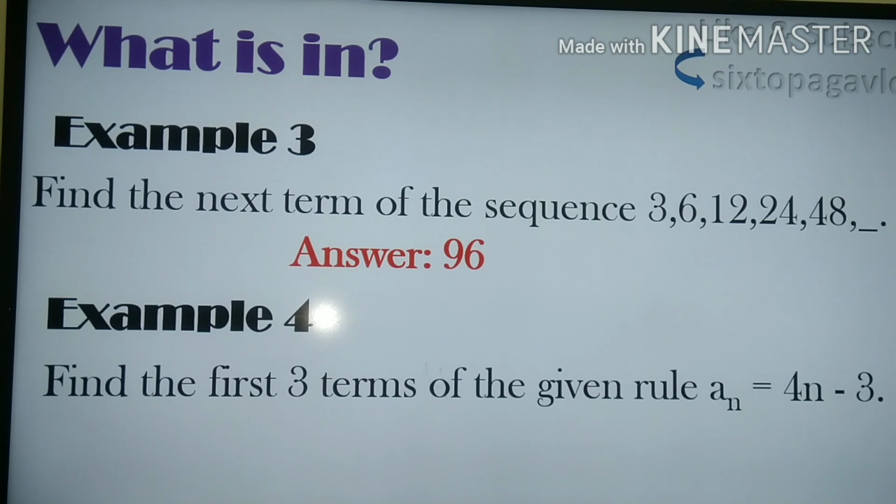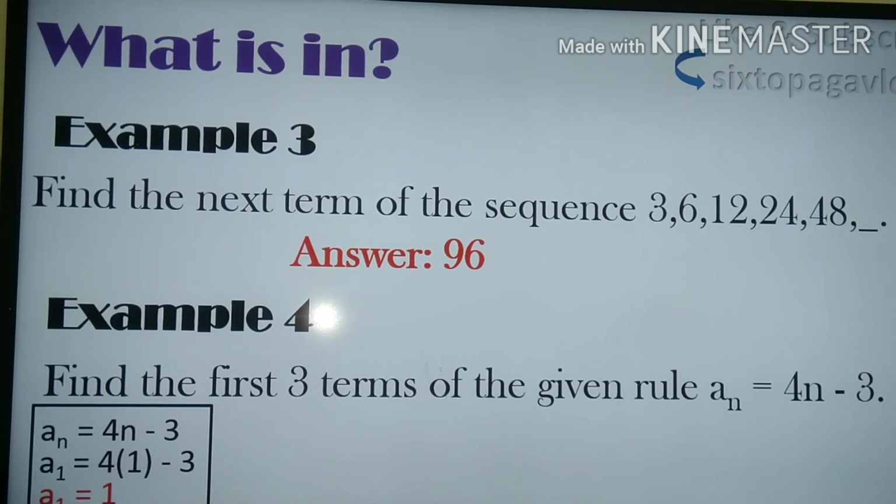Okay, so by substitution, we can find the answer. So let's show the solution. Just copy first the given: a sub n equals 4n minus 3. So substituting by 1, a sub 1 equals 4 times 1 minus 3. And then a sub 1 equals 1. So that is the first solution.